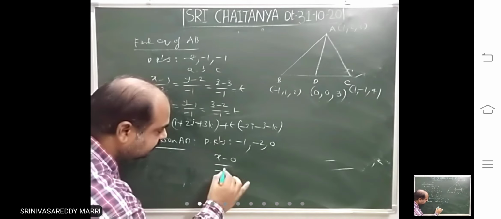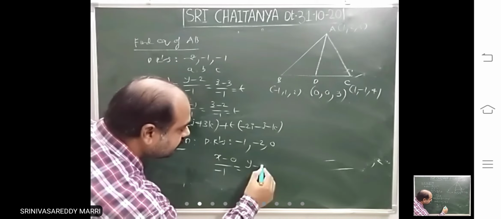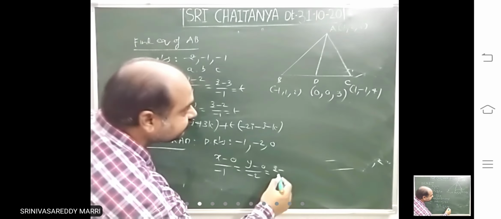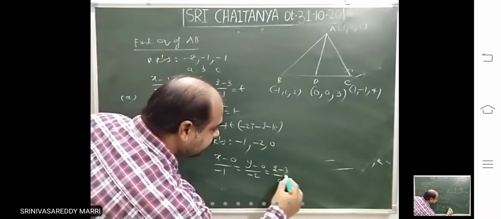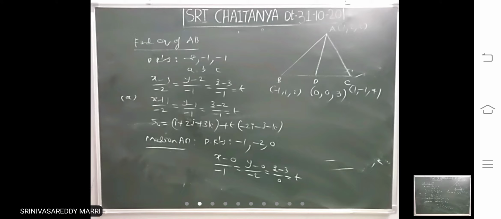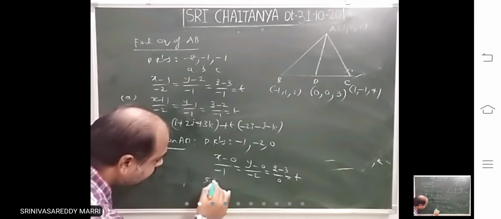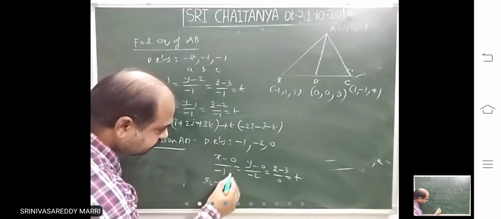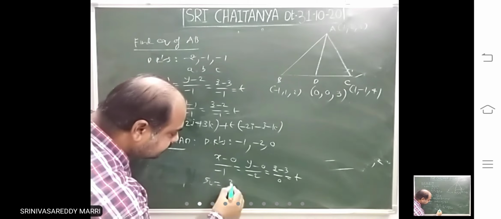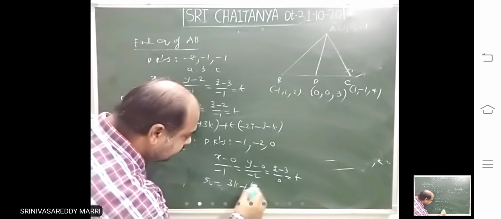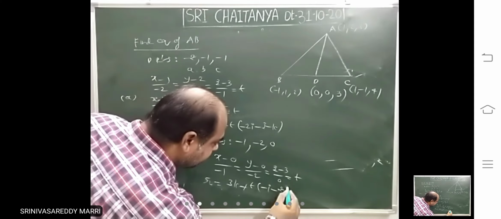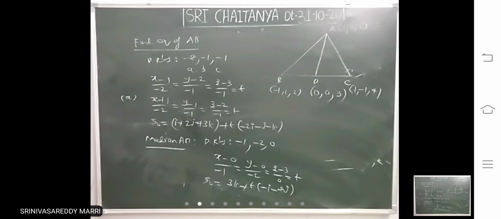x minus 0 divided by minus 1, y minus 0 divided by minus 2, z minus 3 divided by 0 equals t. So this is the equation in Cartesian form. Suppose you want to write the vector form, r bar equals 0i plus 0j plus 3k plus t into the DRs: minus i, direction vector minus 2j. This is the equation of the median.